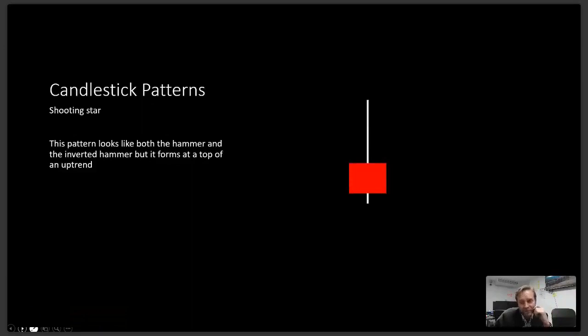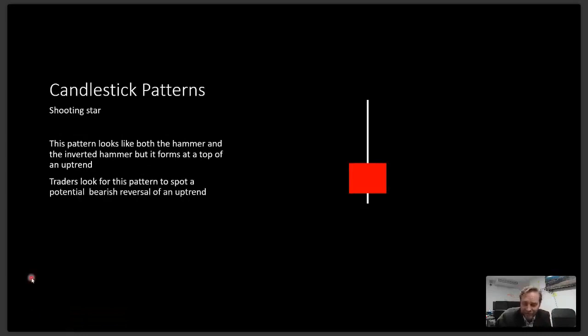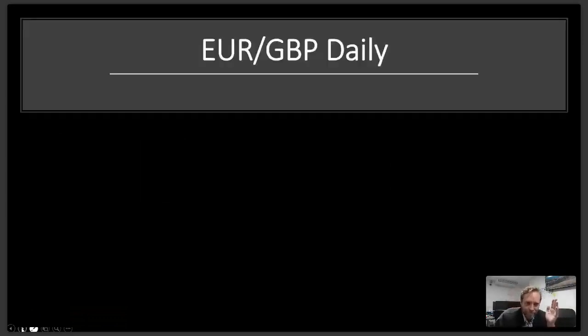Wow, like a falling star. Again, traders look for this pattern to spot potential bearish reversals of an uptrend. So again, this is an uptrend reversal. Previous patterns we talked about are downtrend reversals. This is an uptrend reversal. Easy for me to say. And this is what it looks like.